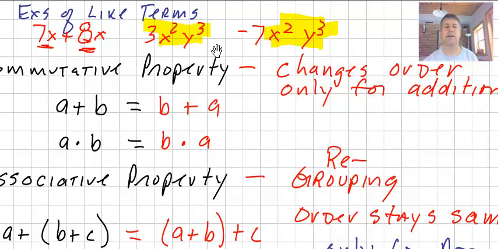And then we can add and subtract like terms. So we'd be able to add these two here, and they would become, well, let's just subtract them. 3x squared y cubed minus 7x squared y cubed would be negative 4x squared y cubed.